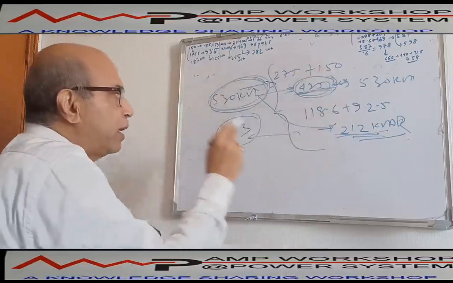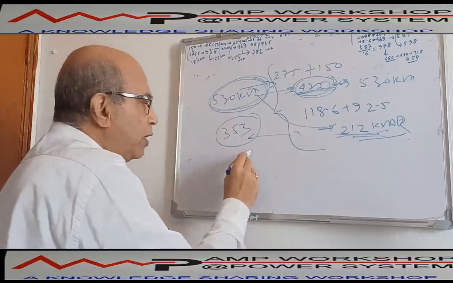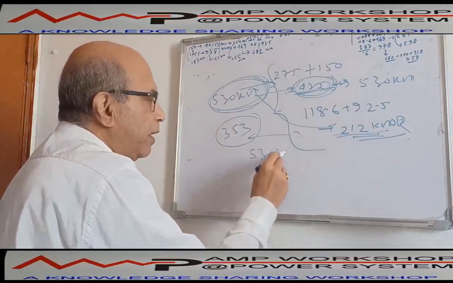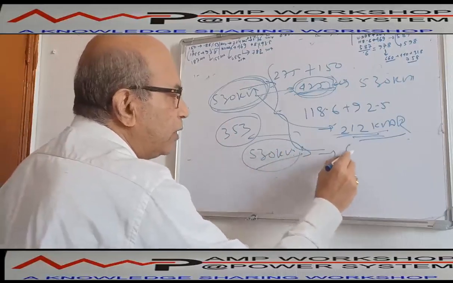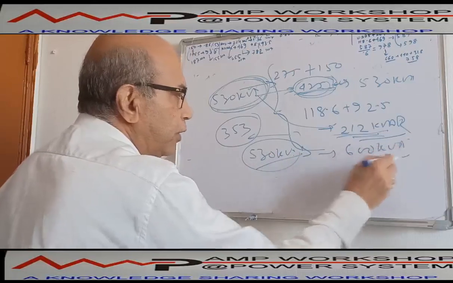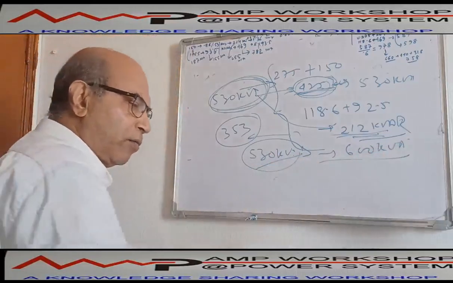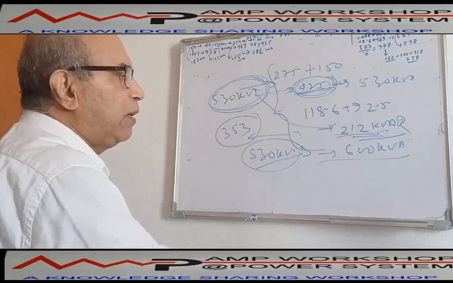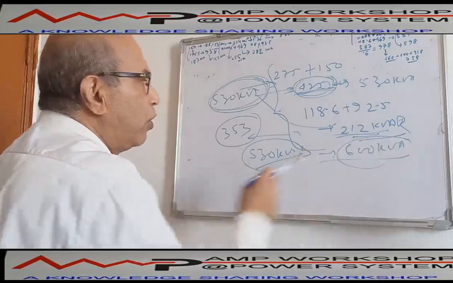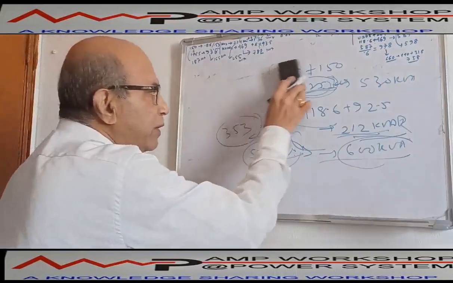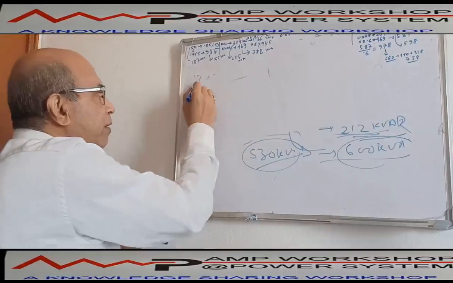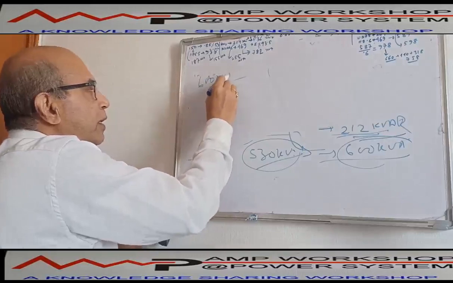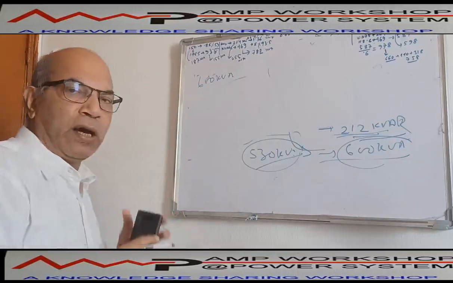So for continuously running these loads, we need a generator of 530 kVA. With a 10% margin, it will be a 600 kVA generator required for running. But if we consider the starting requirement, then this 600 kVA will not be enough, because when you go for starting, the starting kVA requirement will be high.